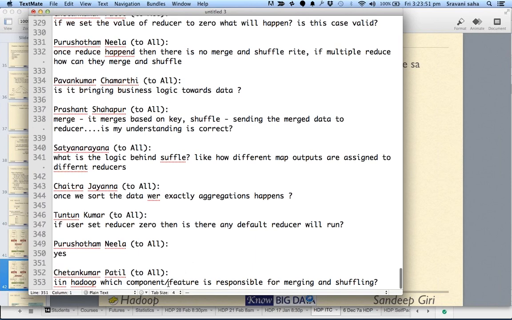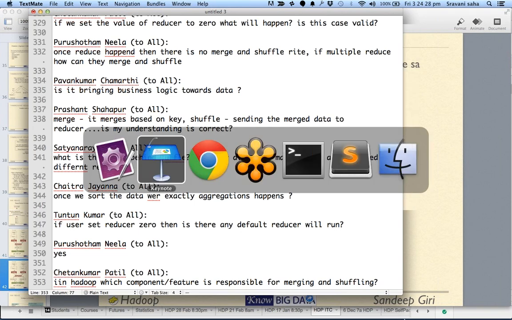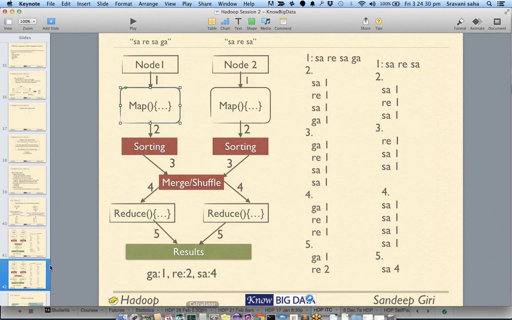In Hadoop, which component or feature is responsible for merging and shuffling? Okay. If you look at Hadoop, there was HDFS, which actually stored the data. Hadoop is essentially this whole algorithm of sorting the data and shuffling the data, and applying these functions. That whole MapReduce is about this. So basically MapReduce's job as part of the algorithm is merging and shuffling. Right. Good, good. Very brilliant questions.